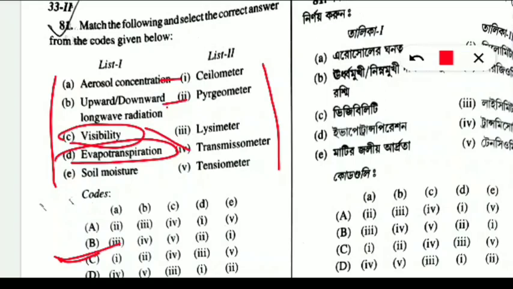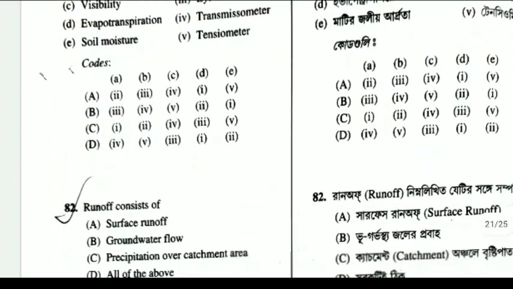Then is evapotranspiration, very important. It is measured through the lysimeter, which is used to detect the evapotranspiration rate. Then last but not the least, soil moisture content. It is measured with the help of the tensiometer. So these are important. Aerosol concentration, ceilometer. Upward downward long wave radiation, that is infrared radiation, through pyrgeometer. Visibility, transmissometer. Evapotranspiration from lysimeter, and soil moisture through tensiometer. I hope you have noted this down. Let's move on to the next question.